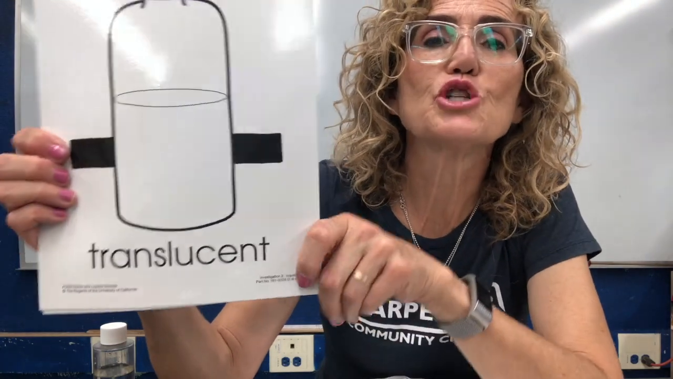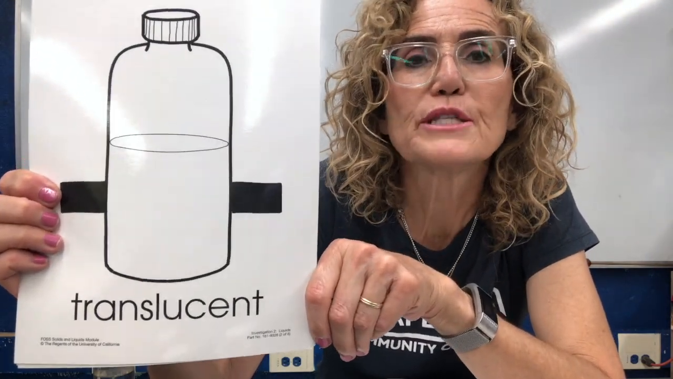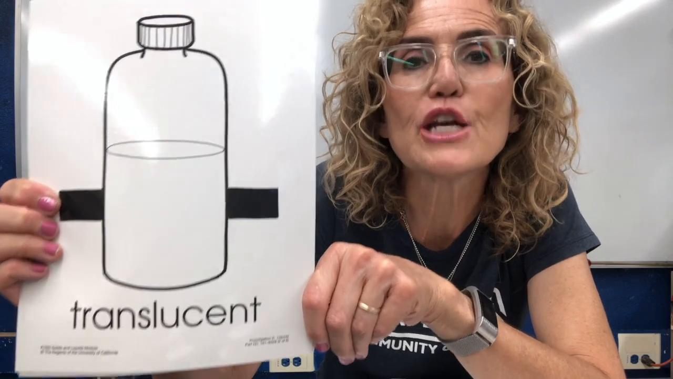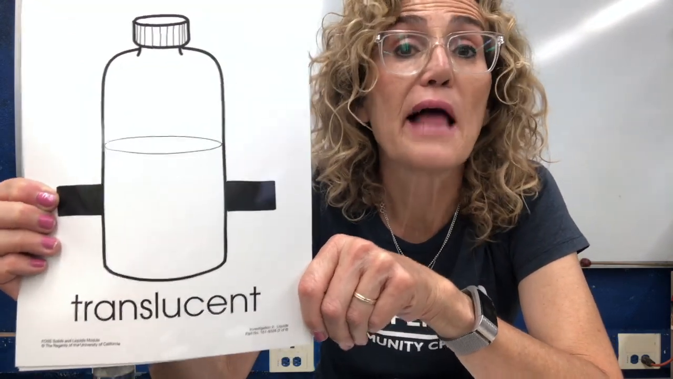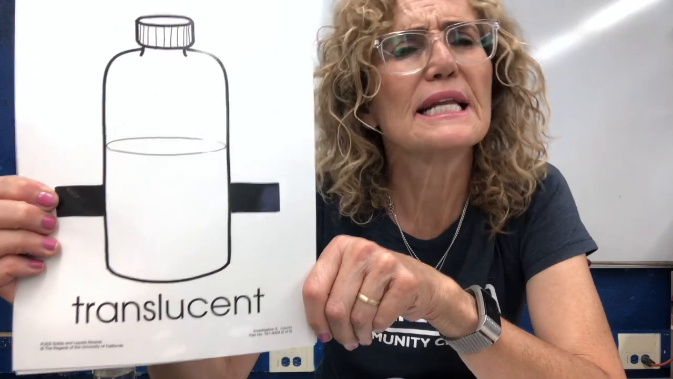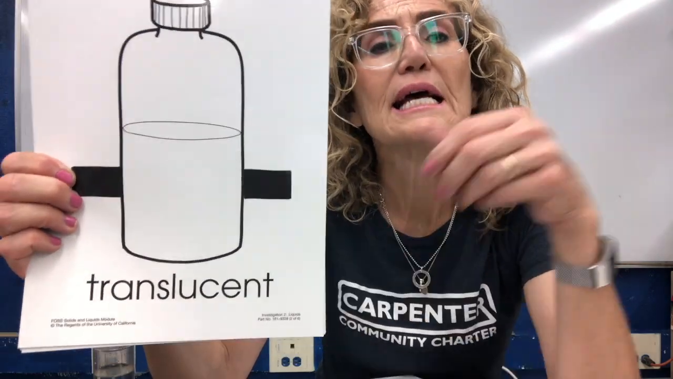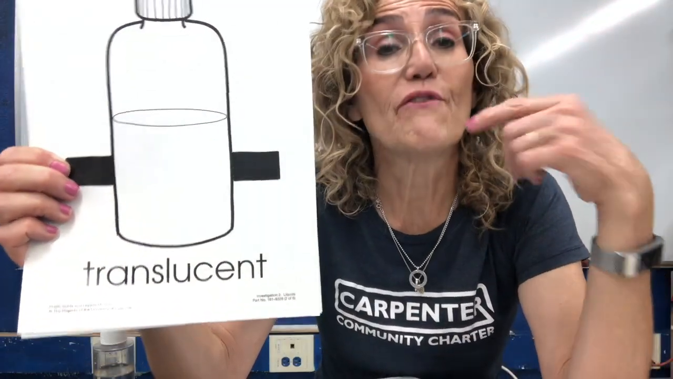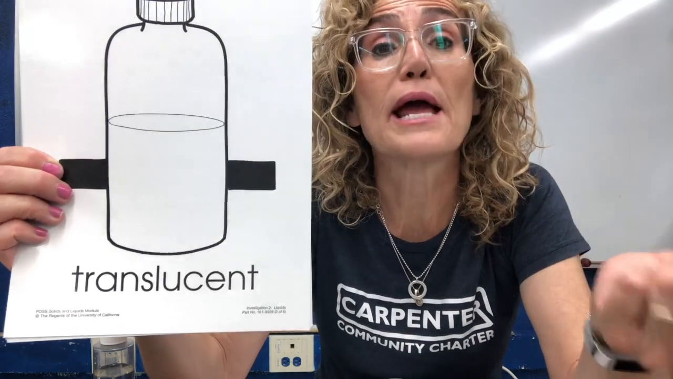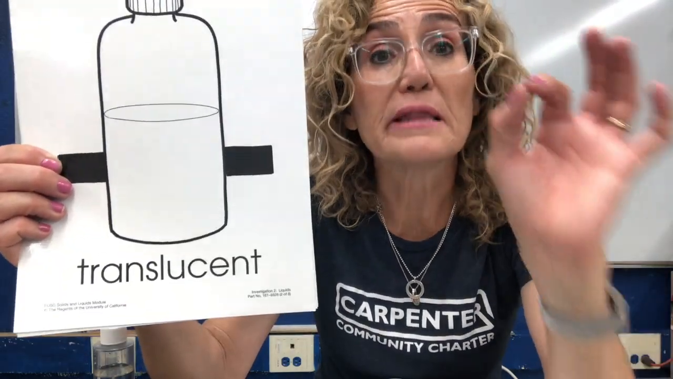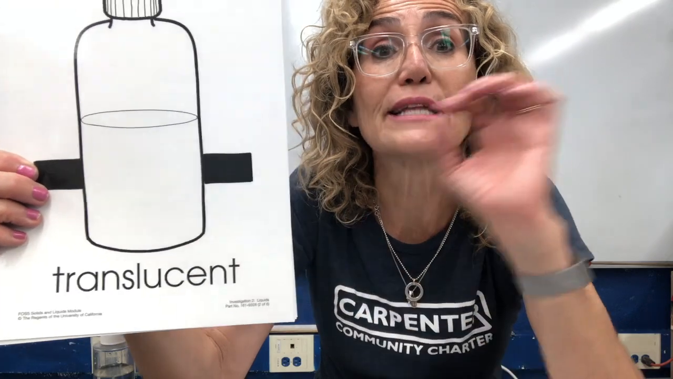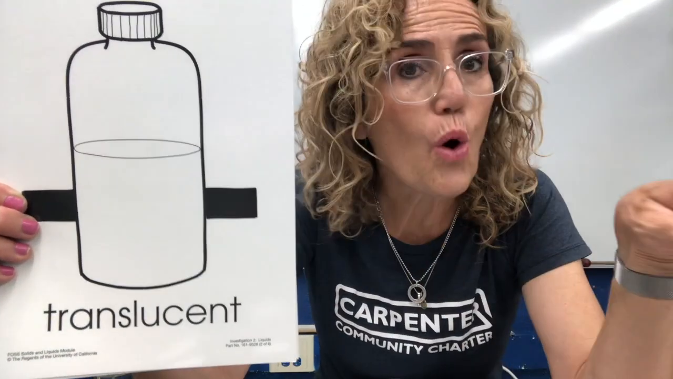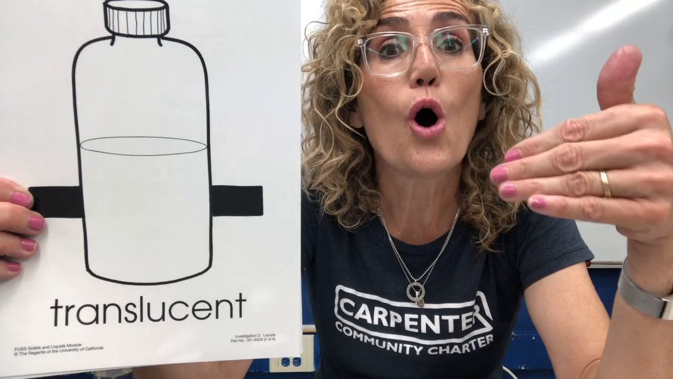And this one is translucent. Boys and girls, translucent is a really interesting one. It allows light to pass through, but you can't always necessarily see through it. If it's see-through, it's transparent. If light goes through it, it's translucent. If no light goes through, it is opaque. I want to talk about transparent, translucent, and opaque a little bit more.